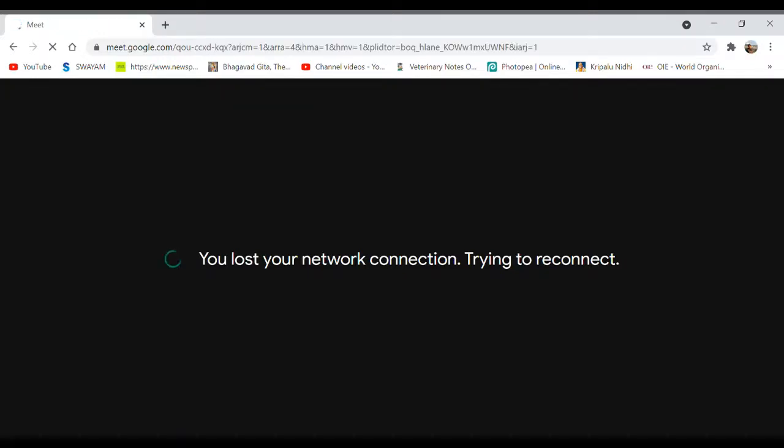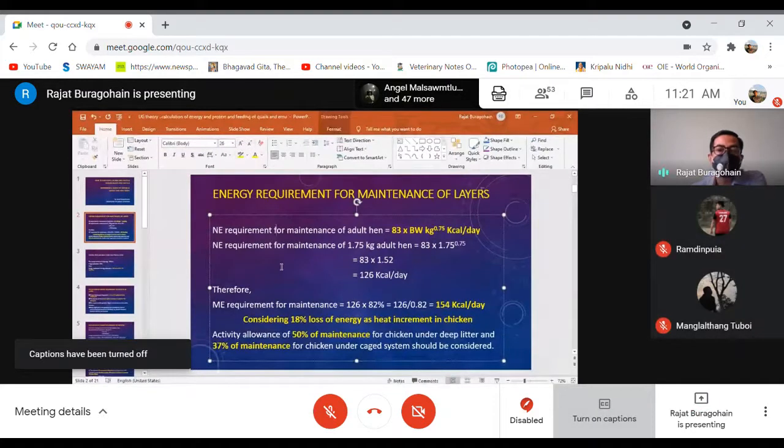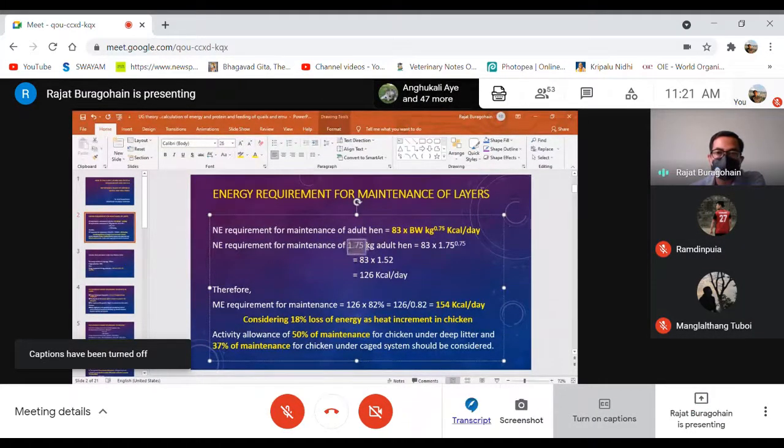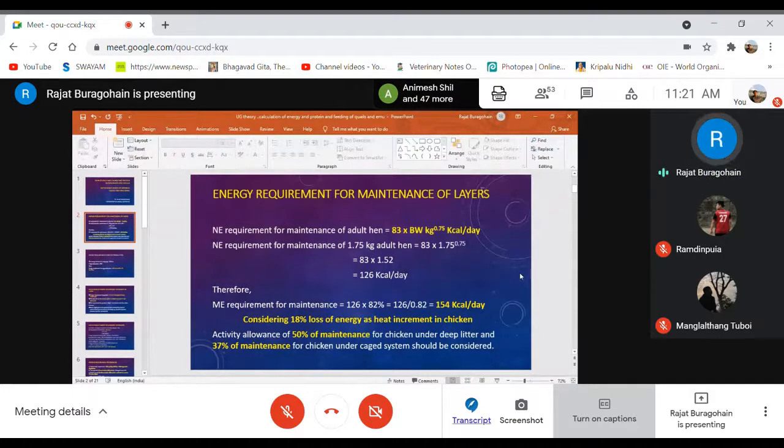Please remember that the energy requirement in terms of net energy, not metabolizable energy, for an adult hen is 83 into body weight to the power 0.75 kilocalorie per day. If on an average the body weight is 1.75 kg, in that case the requirement of energy in terms of net energy will be 126 kilocalorie per kg.